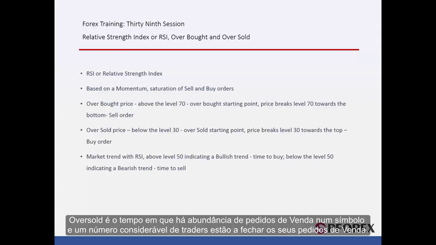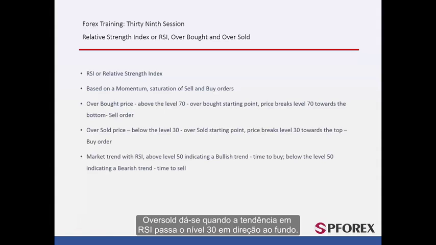Oversold is the time when there is an abundance of sell orders on a symbol, and a considerable number of traders are closing their sell orders. Oversold occurs when a trend in RSI passes the level 30 towards the bottom. Whenever price crosses level 30 towards the top, a buy order would be beneficial.